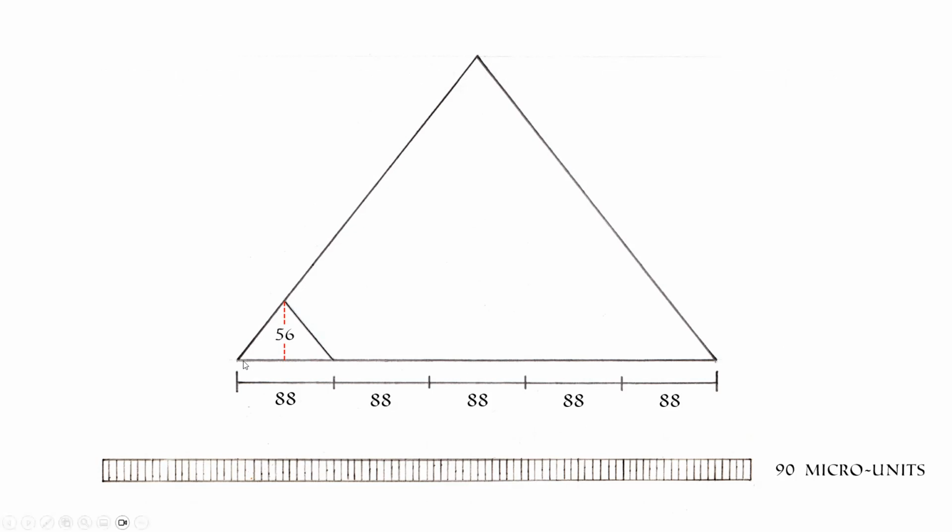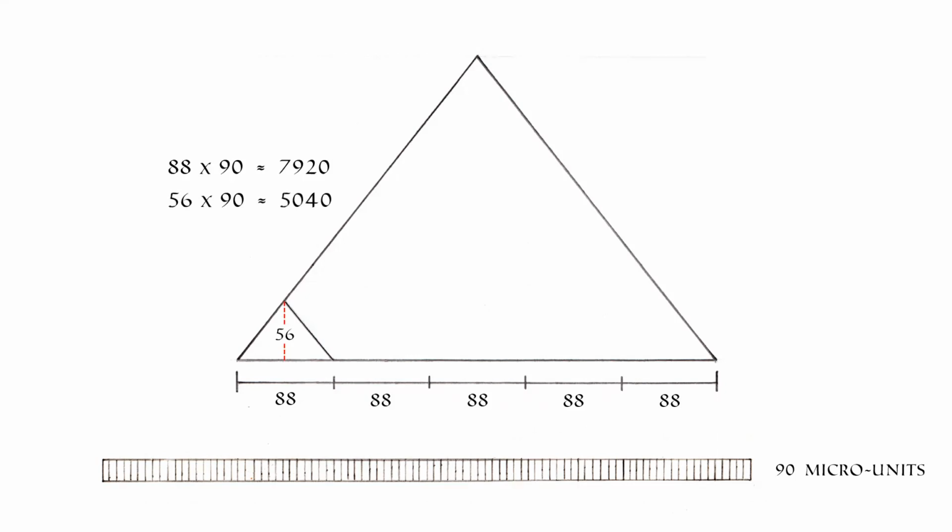And what we can now say about this is that if we have 88 cubits along the baseline and 56 cubits in height, if we were to multiply that 88, the number of cubits, by the micro units, then we can see how many micro units there are in the measurement of the Wells pyramid triangle baseline. So there we have it, 88 cubits multiplied by 90 micro units. It gives 7,920 micro units. So that's the amount of micro units in the baseline of the pyramid triangle used in the design of the cathedral here at Wells.